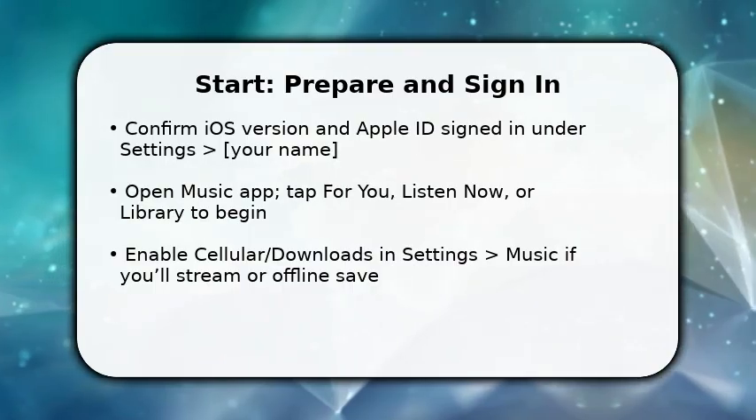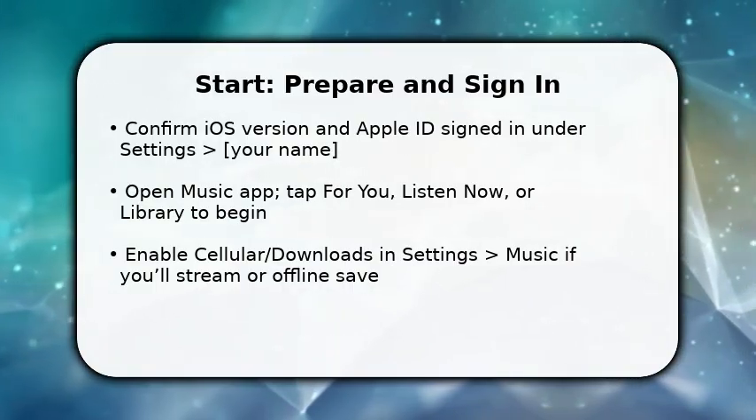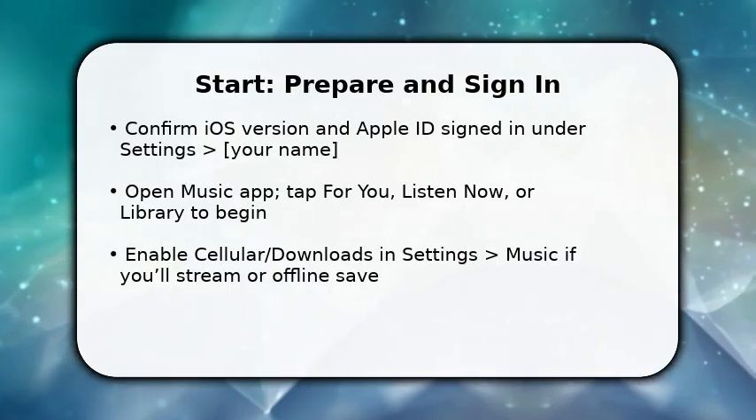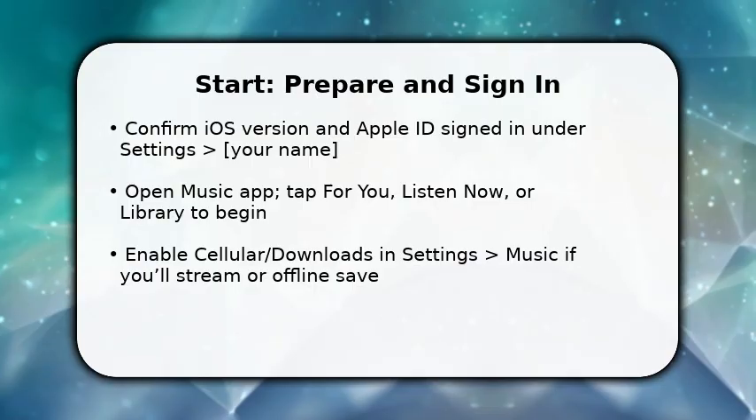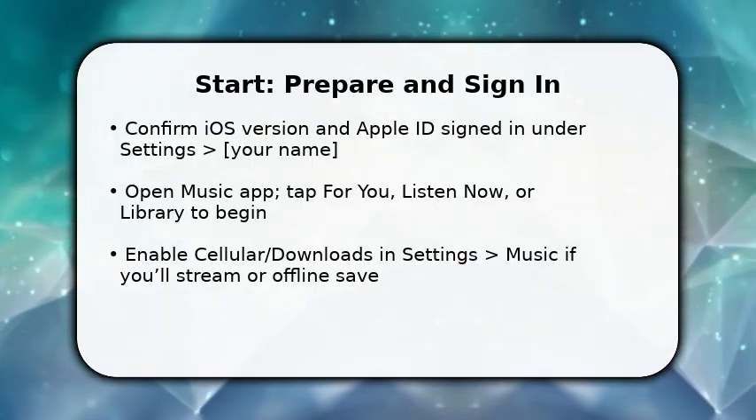If you'll stream on the go, enable cellular for music and allow downloads in Settings, Music. These steps remove common blockers so you can subscribe, play, and save tracks without interruption.